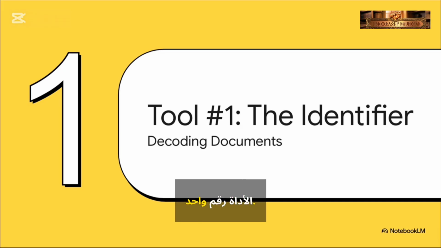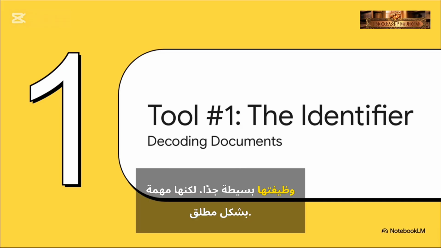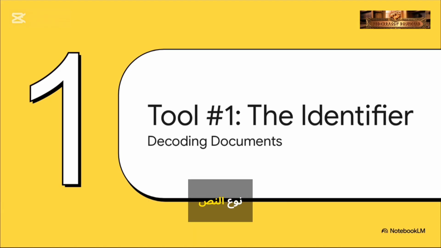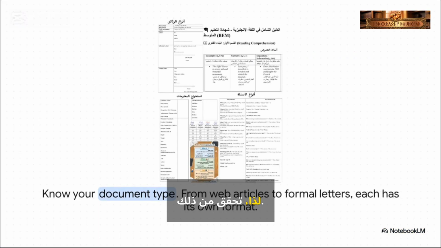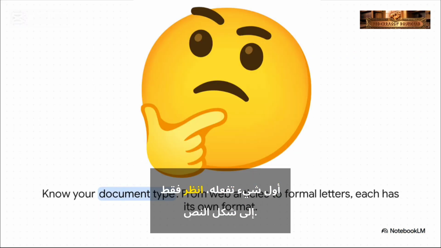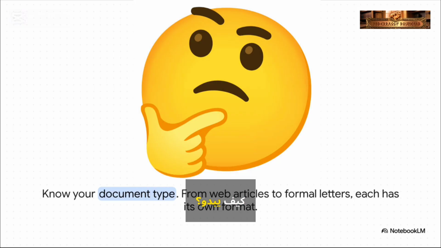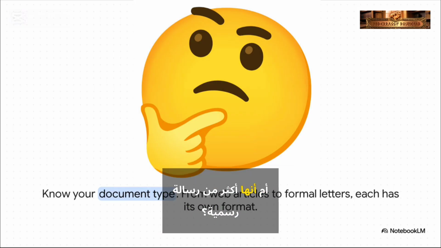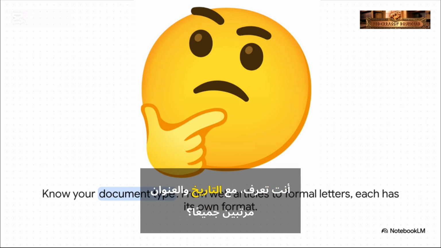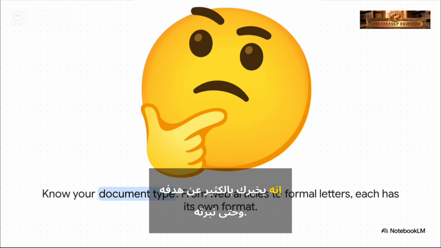Okay, tool number 1. We're calling this one the identifier. Its job is super simple, but also absolutely crucial. It's all about helping you figure out, like, instantly, what kind of text you're even looking at. And trust me, that gives you a huge head start. So check it out. The very first thing you do, just look at the text's shape. What does it look like? Is it a web article? Maybe an email with a clear from and to line? Or is it more of a formal letter, with the date and address all laid out? Just recognizing the format, that's your first big clue. It tells you so much about its purpose and even its tone.